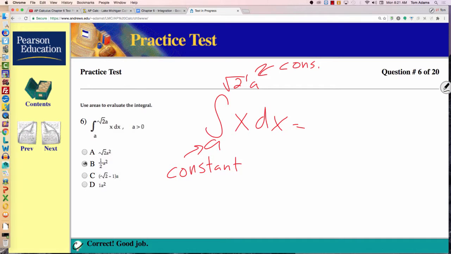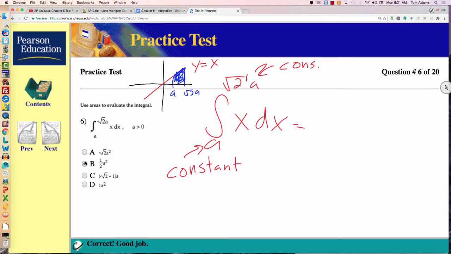And let's think about what that means. What does the graph of x look like? Well, the graph of x looks like this. Y equals x. And I don't know what a is. A could be anywhere, but wherever a is, if I multiply it by the square root of 2a, I'm going to get this area under the curve. Wherever it is, it'll shift anywhere. So let's figure out what that is.